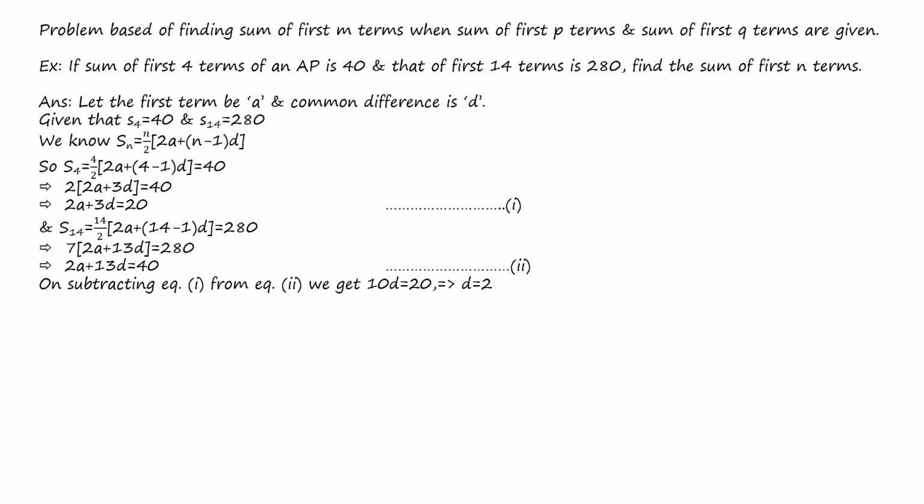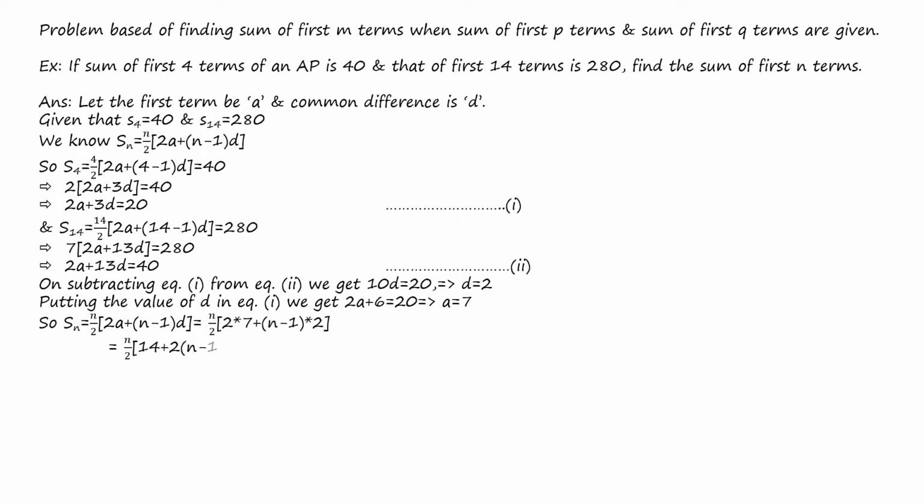Since we got d, putting the value of d in any one of the equations, we can find out a. Putting the value of d in equation 1, we get 2a plus 6 equals 20, or a equals 7. So Sn equals n by 2 whole into 2a plus n minus 1 whole into d, which, by putting the values of a and d, gives Sn equals n square plus 6n. Hence, the sum of the first n terms of the given AP series is n square plus 6n.